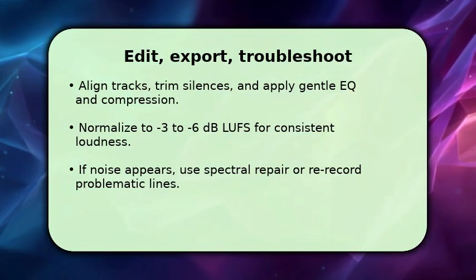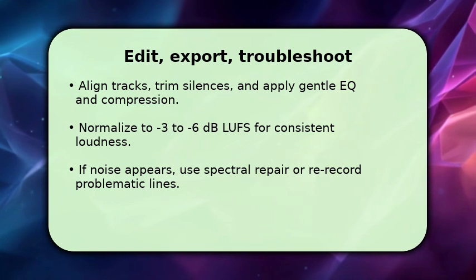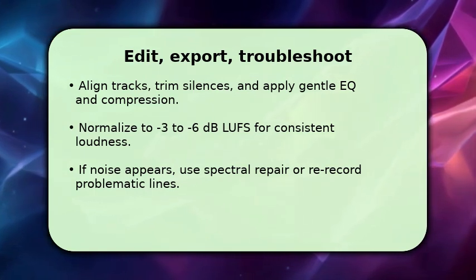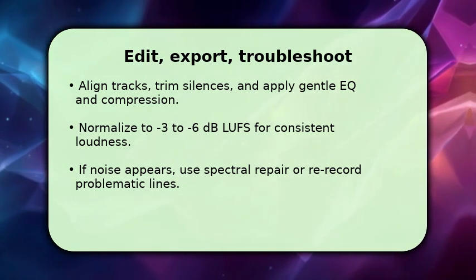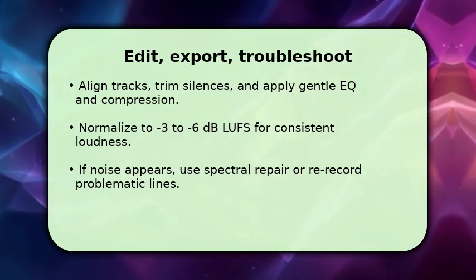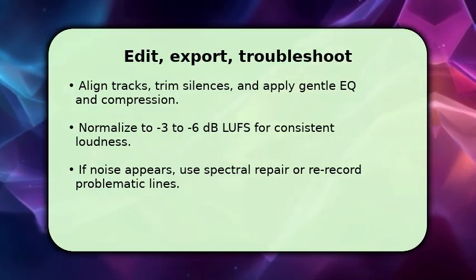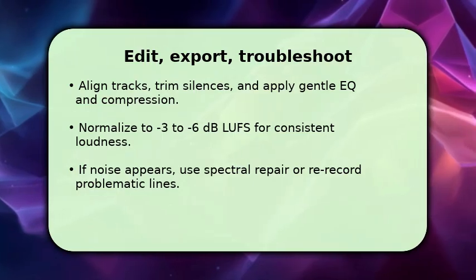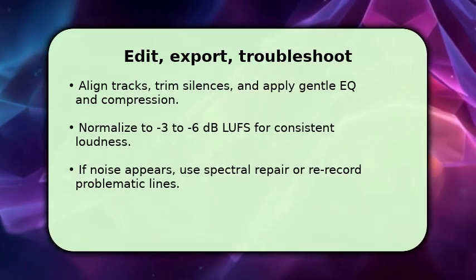Then trim silences and excess room sound to tighten pacing because clarity matters. Apply corrective EQ to remove low rumble and a gentle compressor to even levels, followed by normalization around -3 to -6 dB LUFS for platform consistency.